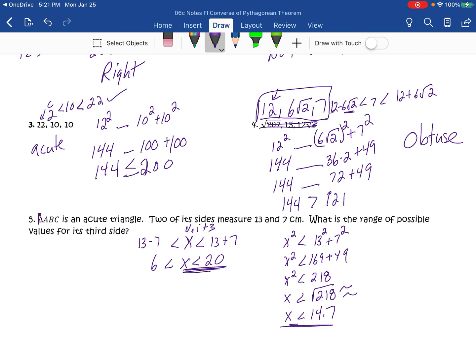So here I have x is less than 20, but here I have x is less than 14.7. And so if it's greater than 14.7, it's actually no longer going to be an acute triangle, it'd be an obtuse triangle or a right triangle. So I know that my third side has to be, and this is going to be the other end of it, greater than 6 and less than 14.7.